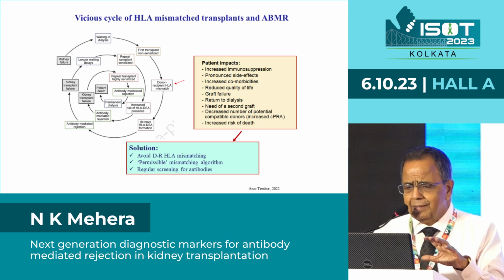This actually has patient impacts because you need to use increased immunosuppression, there are more side effects, increased comorbidities, reduced quality of life and things of that sort. What is the solution? The solution is to avoid donor-recipient HLA mismatching as much as you can, look for the permissible mismatching algorithm, and do routine and regular screening for antibodies. And in the modern era of immunosuppression, should we revisit HLA matching?